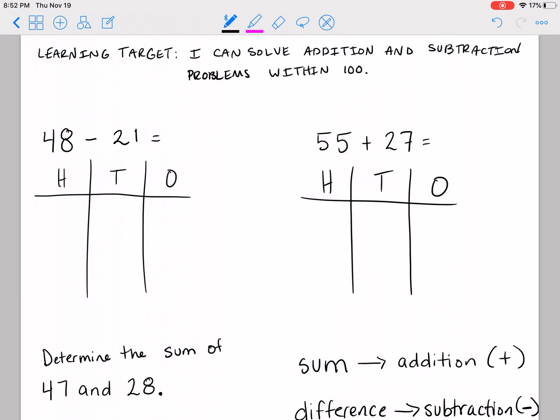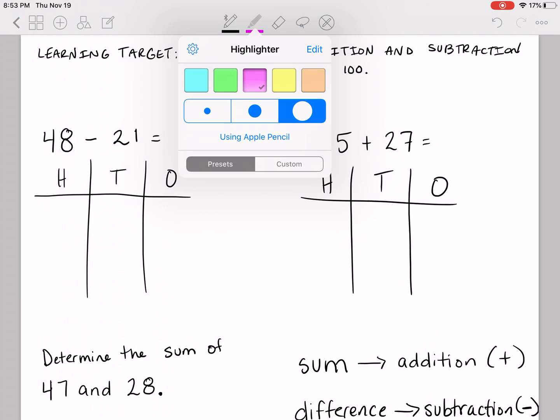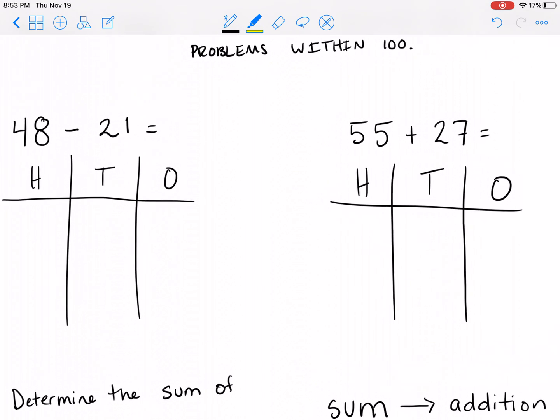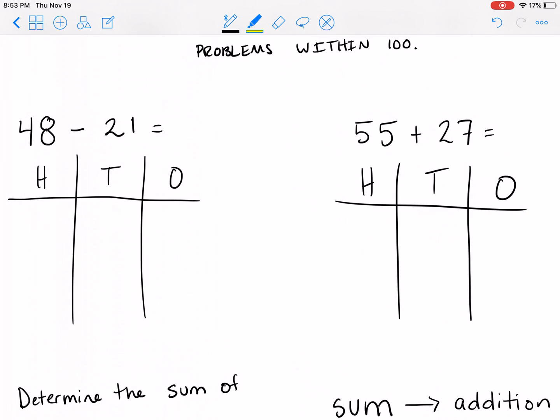Our learning target for today is I can solve addition and subtraction problems within 100. So we're going to be working on computation problems with addition and subtraction. And what I really want us to focus on today is recognizing when we need to add and when we need to subtract. So for problems like the ones that we see here on the top, what's most important is that we pay very close attention to our operation sign.